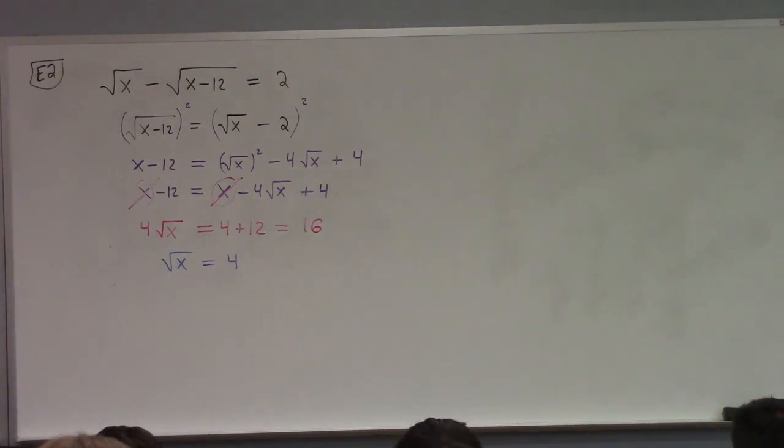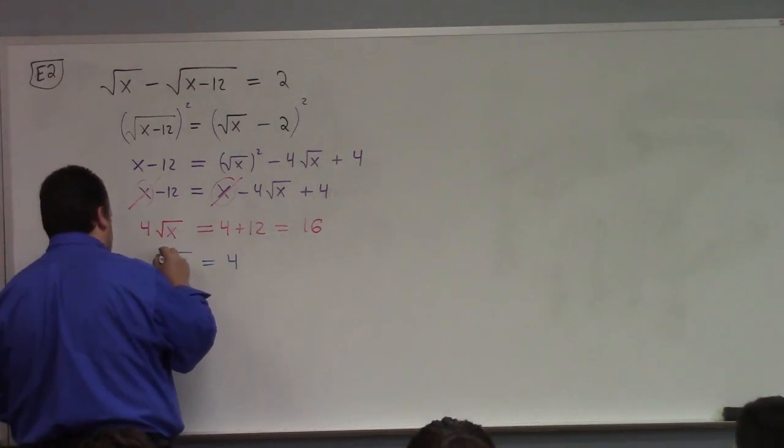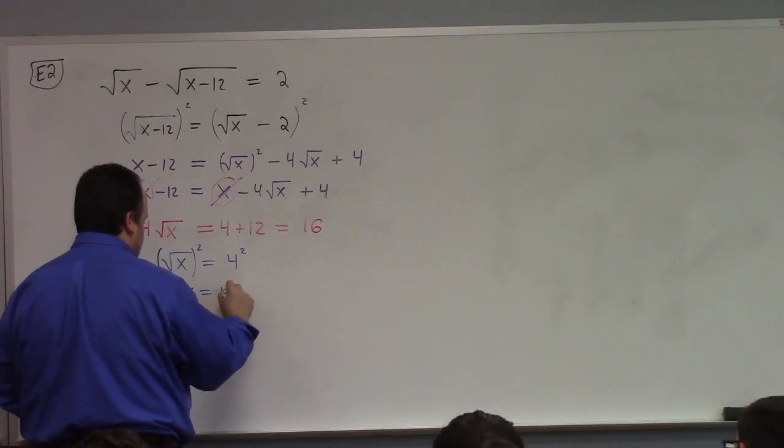We have now isolated the radical, and one more step. What do we do? Square it. Square both sides, right. So this gives us x equals 16.